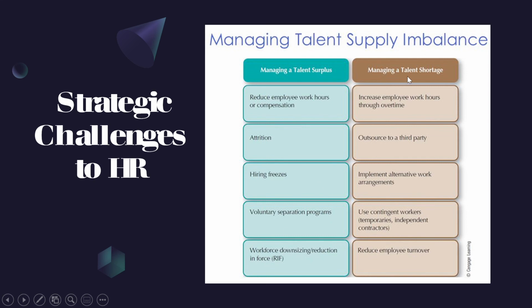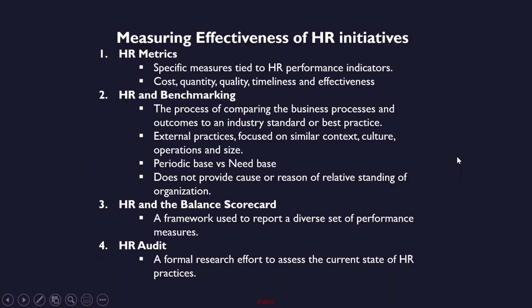And if you are managing a talent shortage, then increase employee work hours through overtime, outsource to a third party, implement alternative work arrangements, use contingent workers, temporaries or independent contractors, and lastly, reduce employee turnover. So, measuring effectiveness of HR initiatives. HR metrics: specific measures tied to HR performance indicators, so cost, quantity, quality, timeliness, and effectiveness.